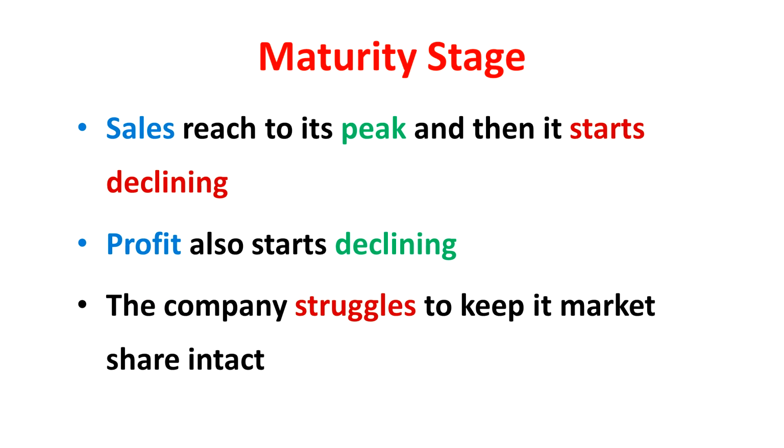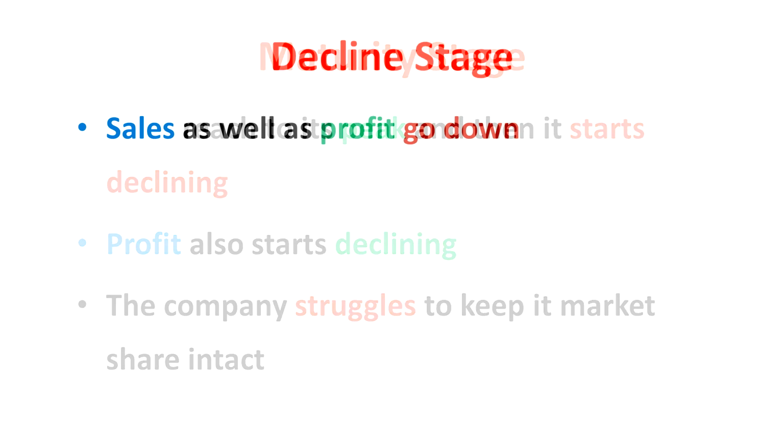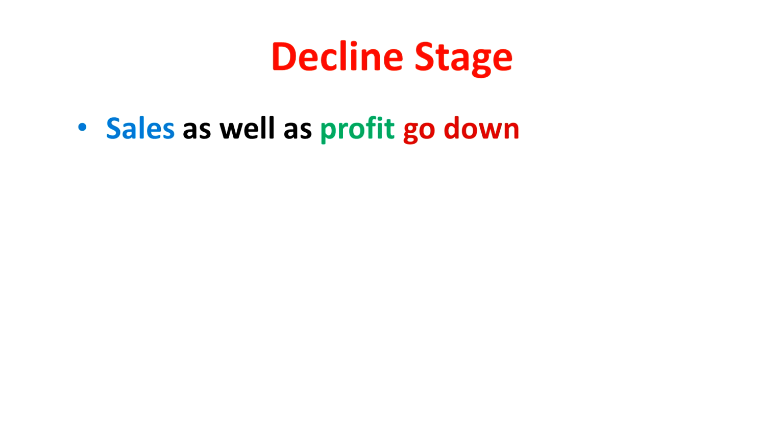The third stage is maturity. Sales reach its peak in this stage and then start declining. Profit also starts declining. At the end of the stage, the company struggles to keep its market share intact. In the fourth stage, that is decline, sales as well as profits go down. Generally, all the products pass through these 4 stages, but in some cases, the PLC curve may be different.